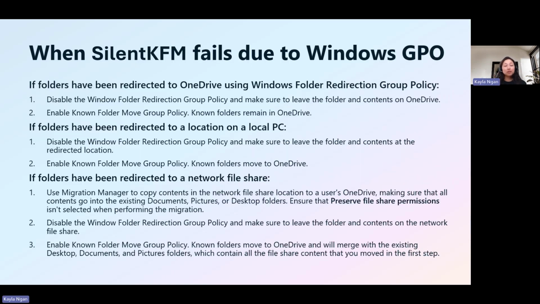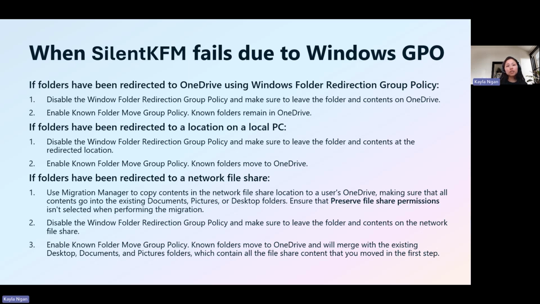If you do try again and things fail again, another thing we see is silent KFMing failing due to the Windows Cheat PO. So I mentioned it earlier. I won't read this whole slide. There's sort of three different scenarios that we've outlined in our docs. So go take a look. Make sure you follow those instructions. Once you try to resolve that, you can then try again by resetting the reg keys on the prior slide.